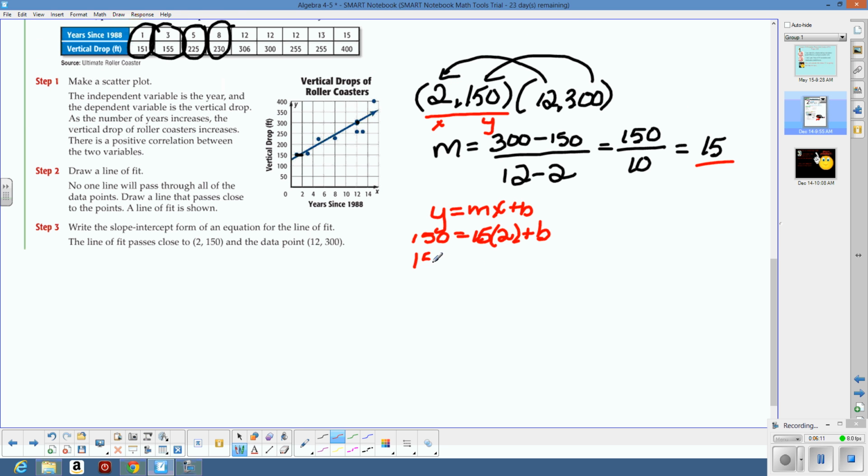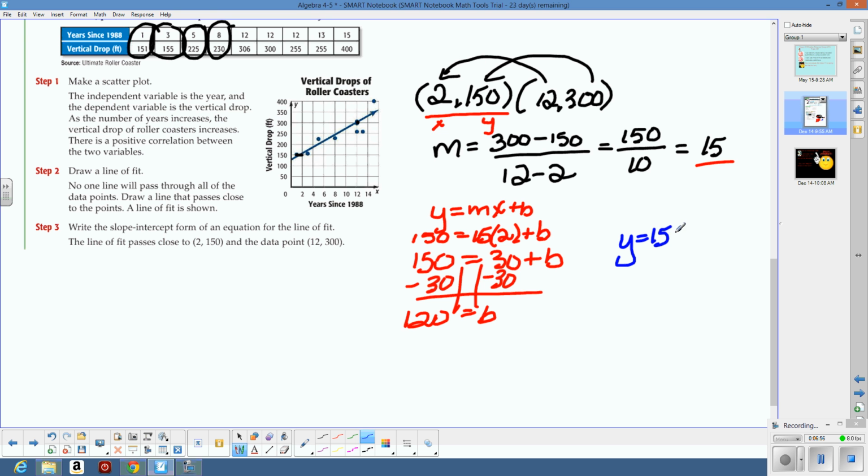So now we have 150 equals 30 plus b. We're going to subtract 30 from both sides. So we have 120 equals b. So now that we know that m is 15 and b is 120, we can go ahead and write our equation. y equals m, which is 15, x plus b, which is 120. So there's our equation for the line of fit.